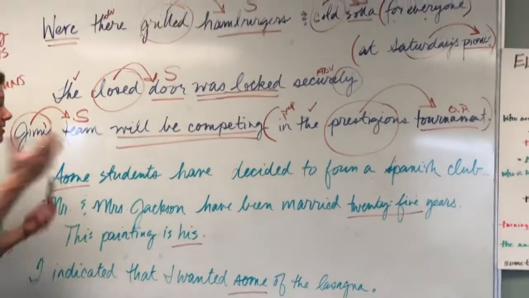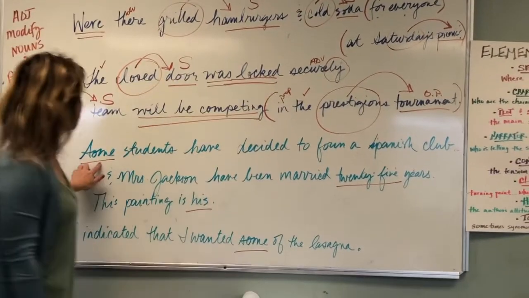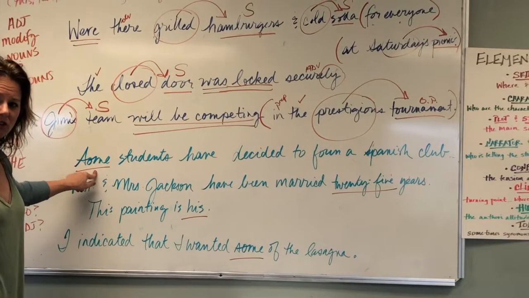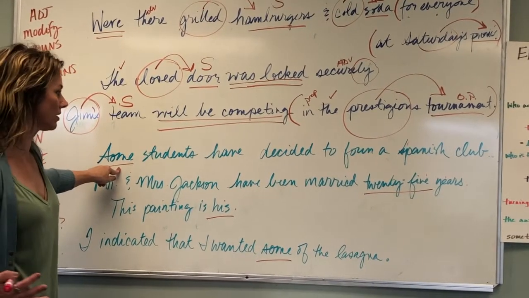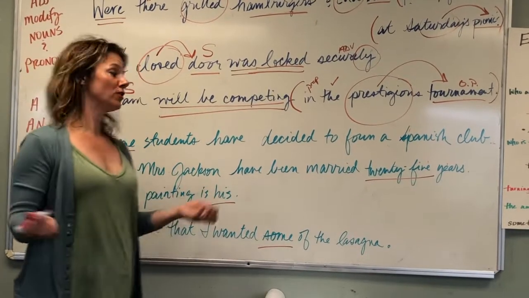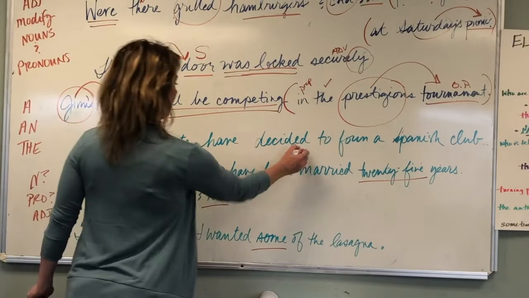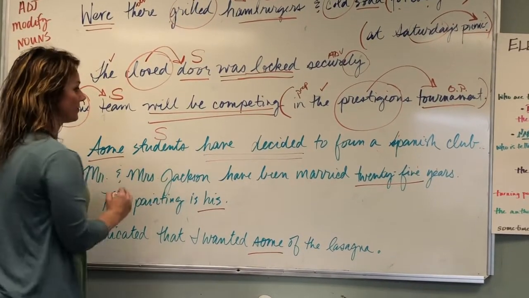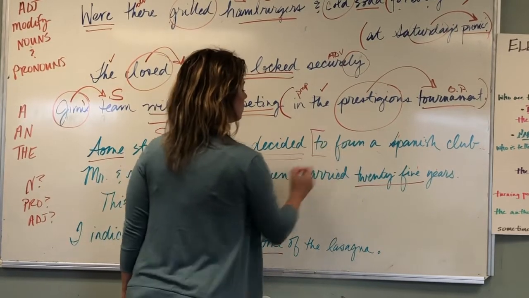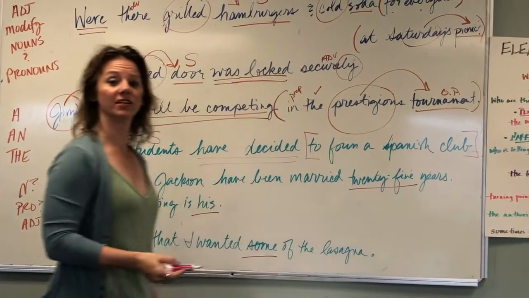Again, all I'm going to do is label everything. So let's try it. Some you've seen on the pronoun chart, right? Some, many, none, all, most. But I'm not sure if it's a pronoun here. So I'm going to start with my verb. Some students have decided to form a Spanish club. Verb, have decided. Who or what have decided? Students have decided. And to form a Spanish club is a little infinitive phrase.